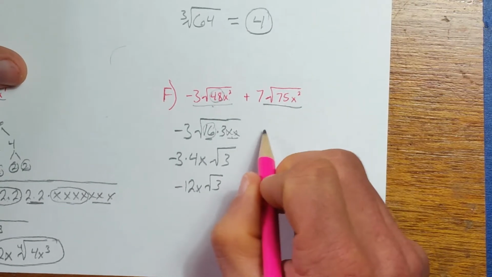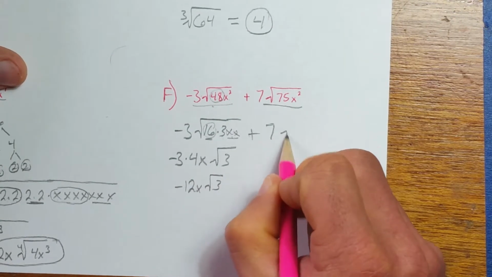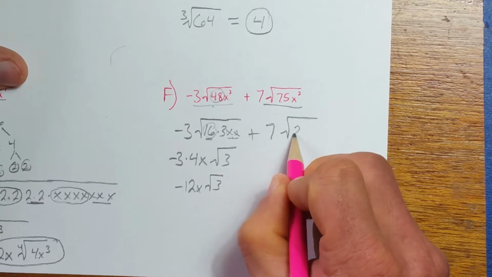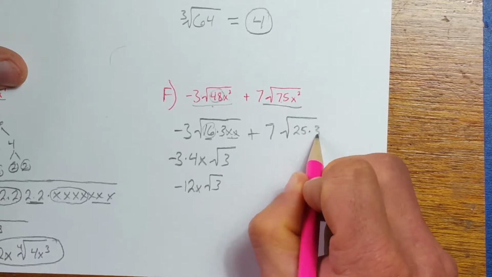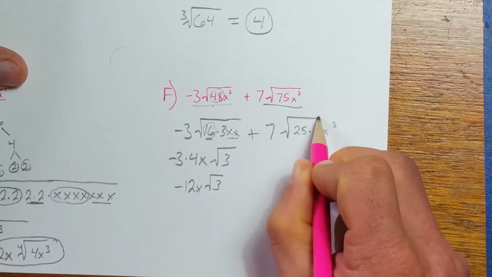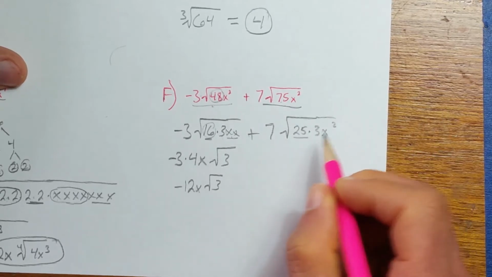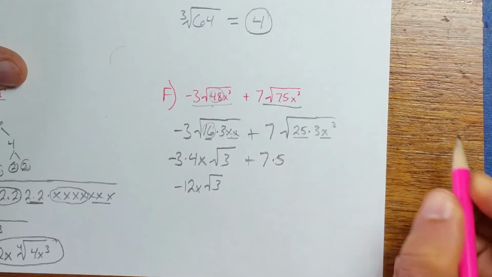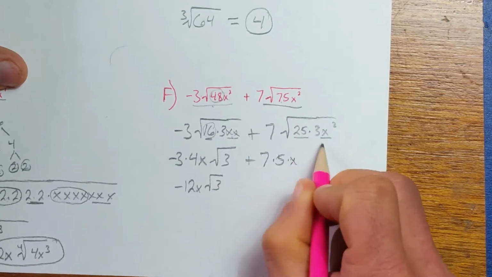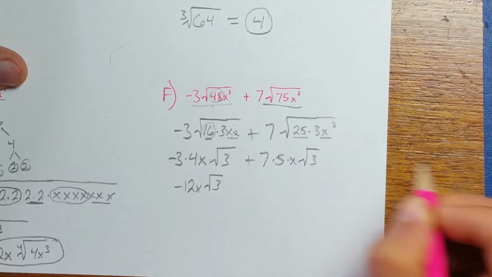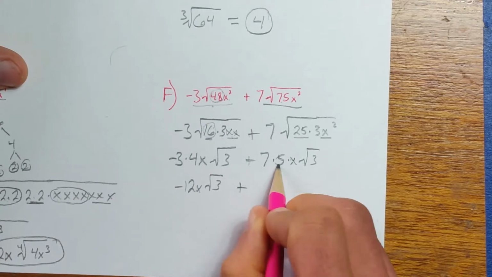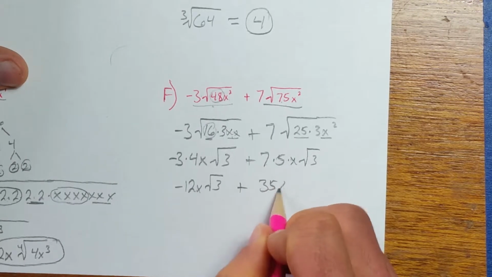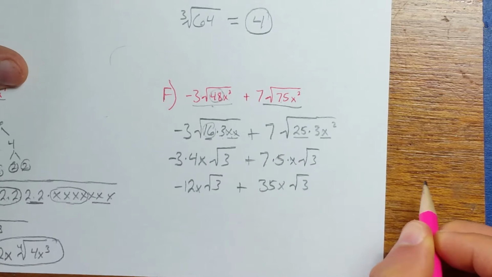Same strategy over here. I have 7 square root of, if I changed 75 into 25, a perfect square, times 3 times x squared. I know the square root of 25 is 5, so this would be 7 times 5. Square root of x squared would be x, and then that 3 again would have to stay inside. So this will give me 7 times 5, or 35x square roots of 3.